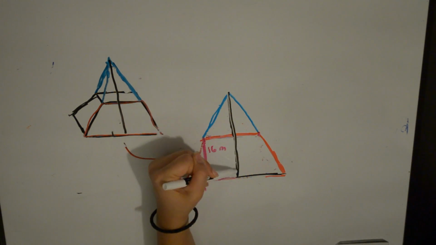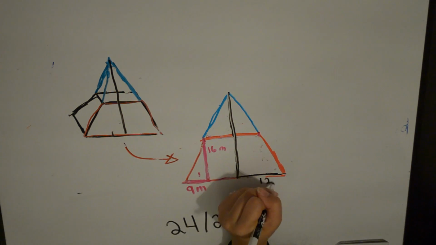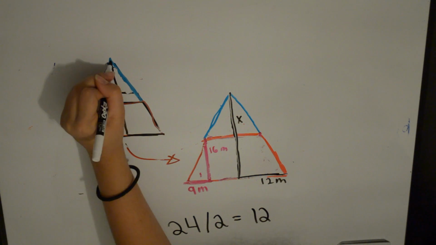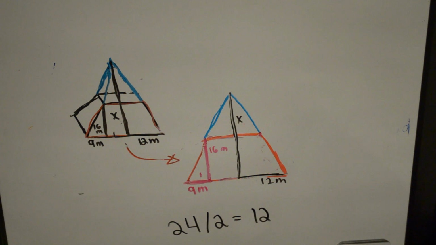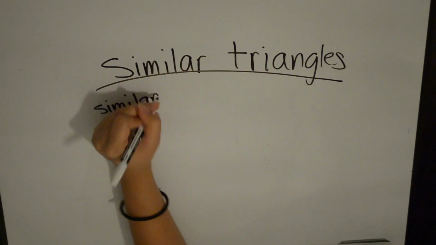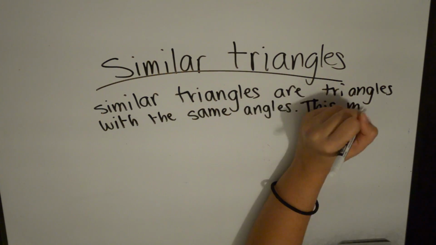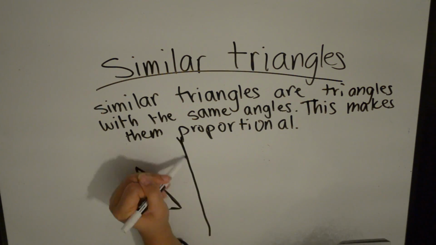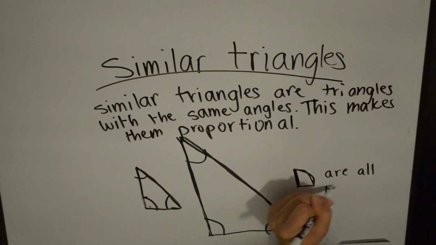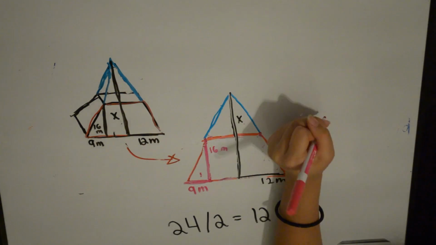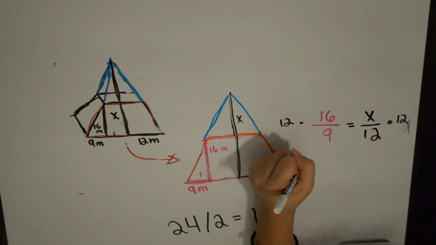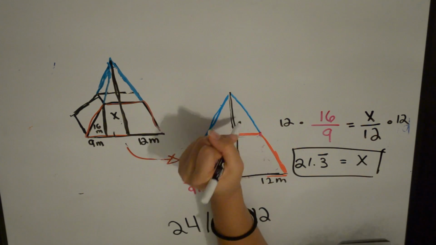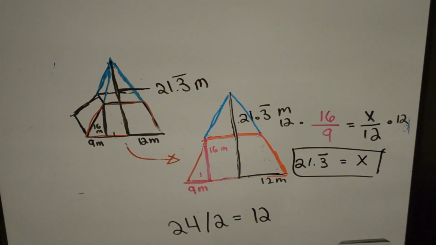Now, we figure out the dimensions of the larger black triangle. The adjacent side is 12 meters long because it is halfway through the triangle with a base of 24 meters. We don't know the opposite side, otherwise known as the height of the triangle, so we'll label that x. This is where we use the concept of similar triangles. Remember, they are triangles with all of the same angles, so that makes them proportional. So 16 over 9 equals x over 12. Multiply both sides with 12 to get 21 1/3 as the value of x. That is our lateral height.